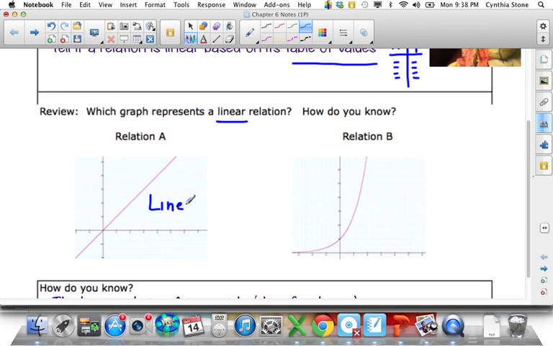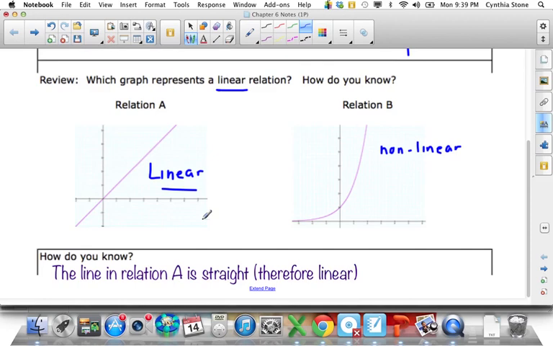And in grade 9 math, we concern ourselves only with linear relationships, not with these. In grade 10 math, you'll start dealing with some curves, and in grade 11 even more so. But in grade 9, we only deal with straight lines. You've got to get really good at straight lines, everything you can think of. So how do we know? We know the line in relation A is straight. Because it's completely straight, it's linear. Okay, moving on.